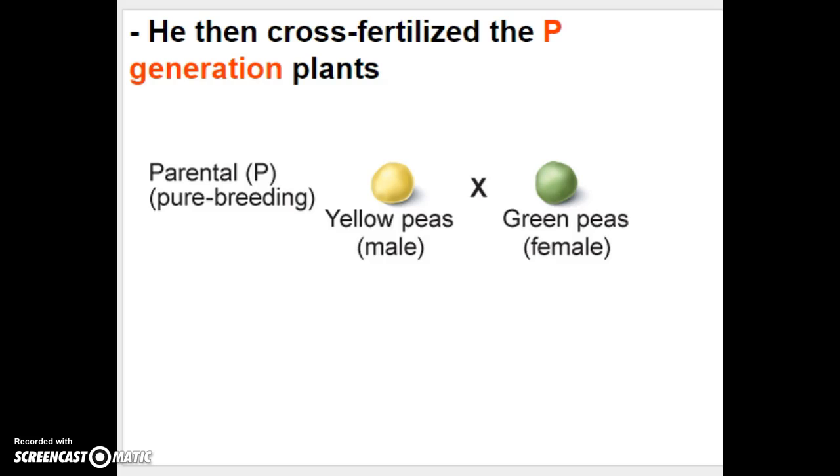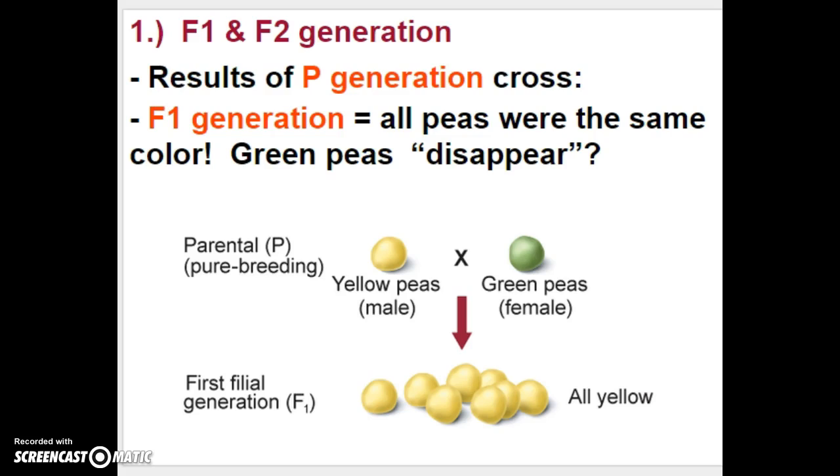So in this example here, he took yellow peas and decided to cross-fertilize those with a plant that produced green peas. So he cross-fertilized the P generation, ending up with what's called the first filial generation. Filial is Latin for son. And so these were like the sons of the P generation cross.